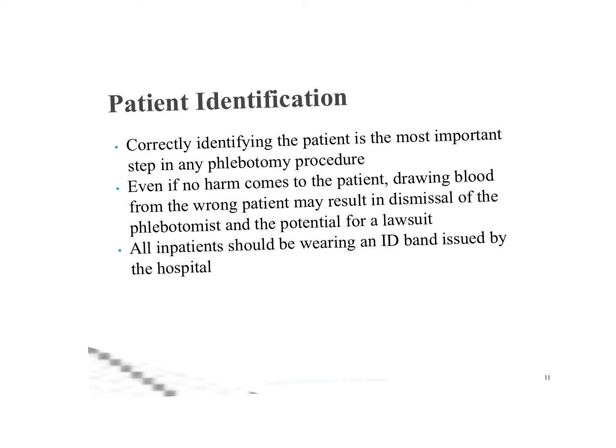As we've talked about before, patient identification is very important. Correctly identifying our patient is the most important step in the phlebotomy procedure. Even if no harm comes to the patient, drawing blood from the wrong patient may result in dismissal of the phlebotomist and the potential for a lawsuit. So we need to be very careful on that.